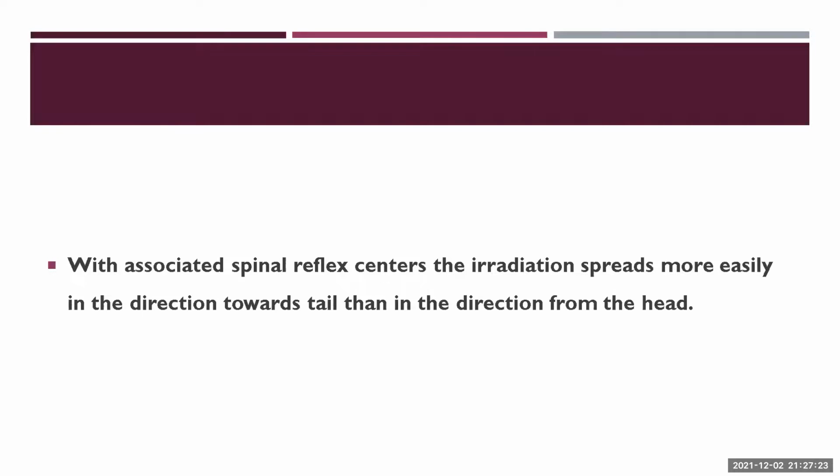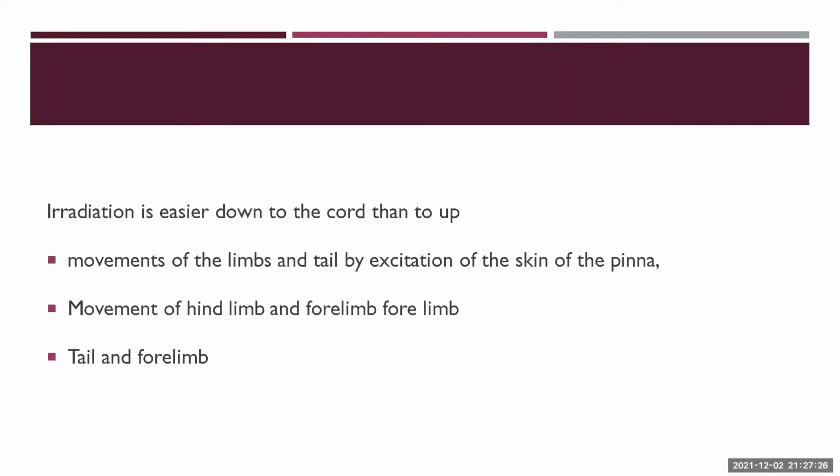So here he has given some examples, like when he has compared the reflex that is produced in the pinna and the limbs and the tail. He says that if we are giving a stimulus on the pinna of the animal, we can see the movement of the limbs or the tail. But when we are giving the opposite, that is, if we are giving a stimulus to the tail or the limb, it is difficult to see a response in the pinna. So he says that the irradiation takes place more easily downward than towards the head.